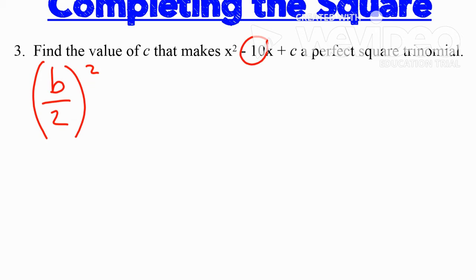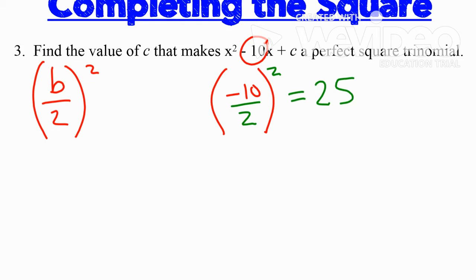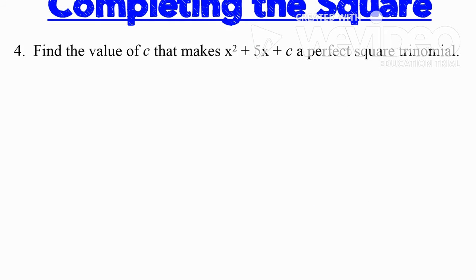So there's my b value. Now I want to take half of it and square it. Half of negative 10 is negative 5, and negative 5 times negative 5 is positive 25. So I would need to add a 25 in the C position to make this a perfect square trinomial. All right.